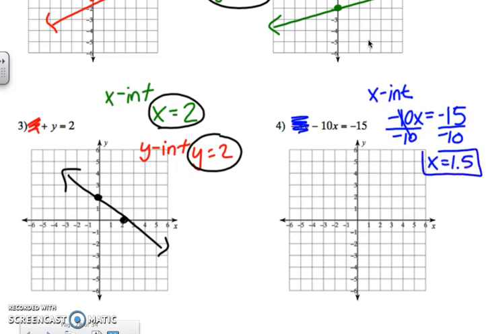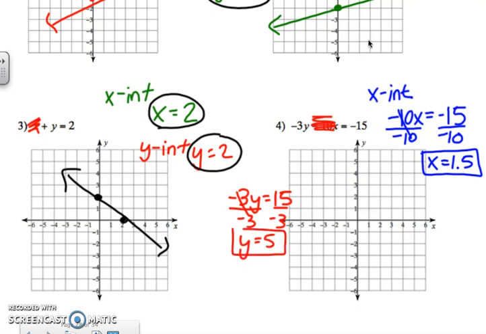So my x-intercept would be 1.5. To find the y-intercept, I'm going to ignore that x term. So I'm now going to get rid of this -10x. And I would have -3y equals 15. Divide by negative 3, and then y is going to equal 5. So my y-intercept's 5, my x-intercept is 1.5.